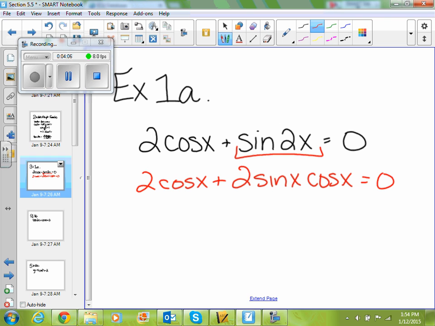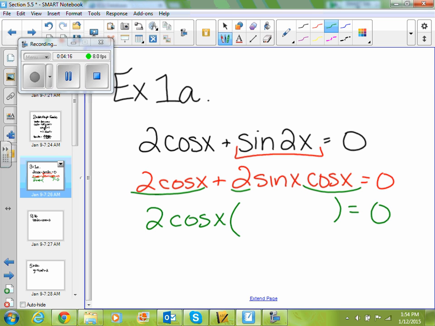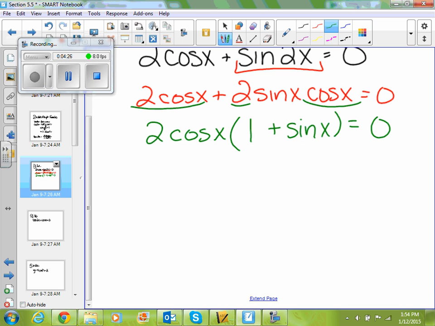So then we're going to factor out this 2 cosine of x. If I factor out a 2 cosine of x from both terms, from my first term all I'm left with is 1. And if I factor it out of my second term, I'm left with sine of x. Once I get here, then I know that I can break it up into 2 cosine of x equals 0, or 1 plus sine of x equals 0, and solve them each individually.